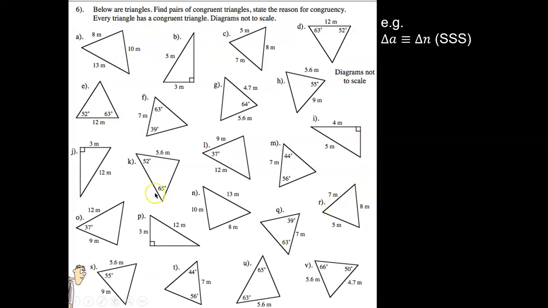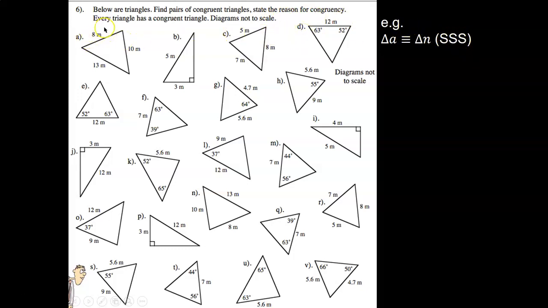Okay, so here's an activity that you're going to have a go at. We'll have a look at one or two together and then we'll go through the answer. So amongst all of these triangles here, there are pairs of congruent triangles. I want you to find them and state the reason for congruency. The reason, you can just use the 3-letter version.